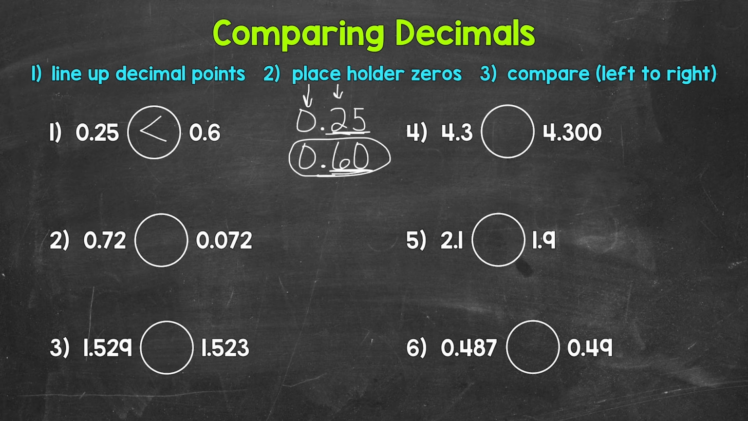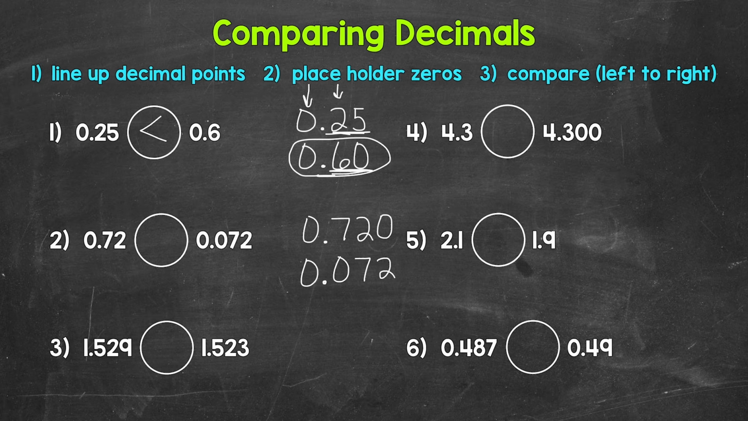Let's move on to number 2, where we are comparing 72 hundredths and 72 thousandths. Let's line up the decimal points. So 72 hundredths and 72 thousandths. Since 72 thousandths goes to the thousandths place, let's use a placeholder 0 right here. That way, both decimals go to the thousandths place. And now we can compare.